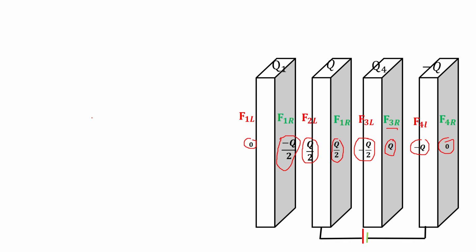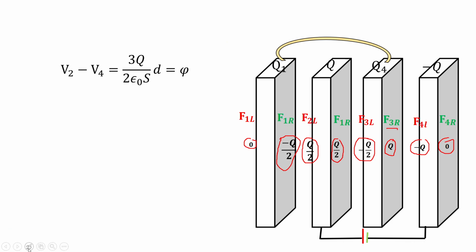Now the potential difference between 2 and 4, it is connected by a battery. So V2 minus V4 is the potential difference phi, and V2 minus V4 we have calculated previously. When we add V2 minus V3 and V3 minus V4, we will get V2 minus V4, and that equals 3Q divided by 2 epsilon naught S into D.